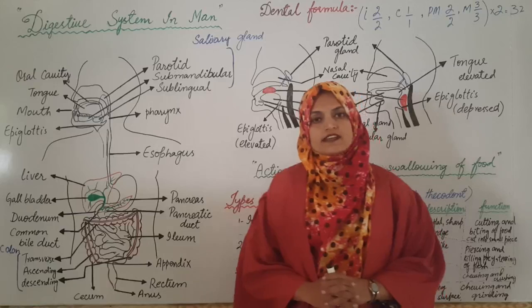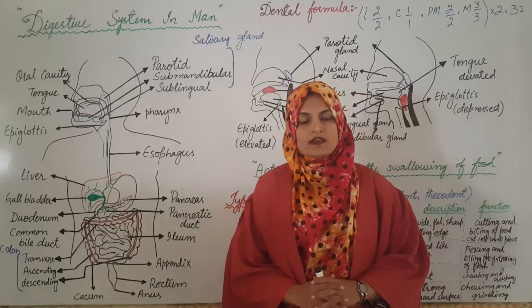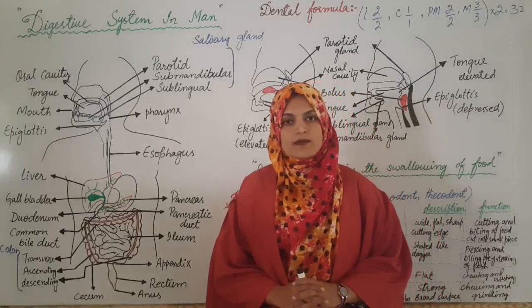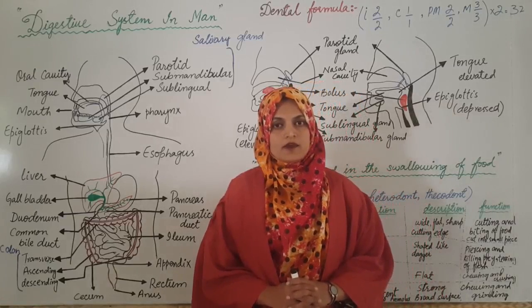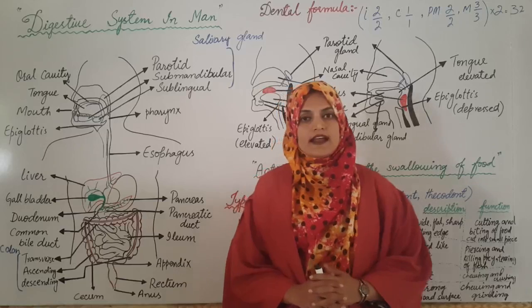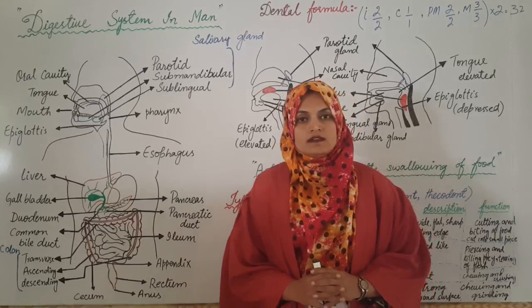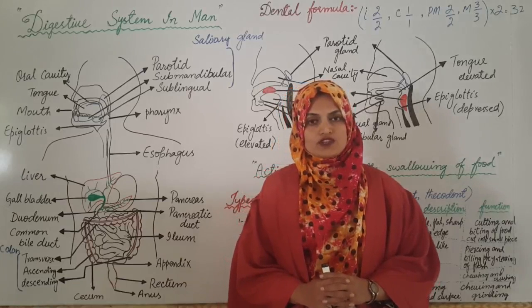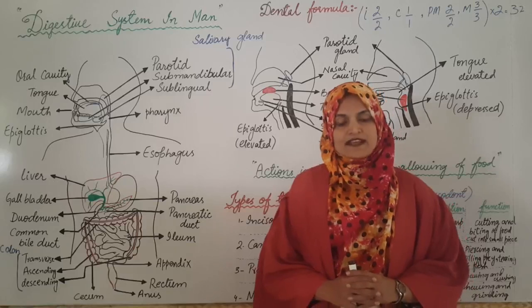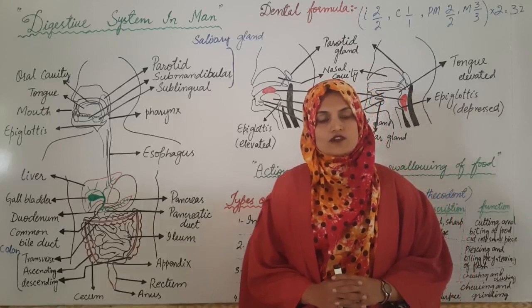My today's topic is nutrition in man. How does nutrition take place in man? In man, the heterotrophic type of nutrition is present, which means man gets food from the surroundings. The heterotrophic type of nutrition present in man is holozoic nutrition.